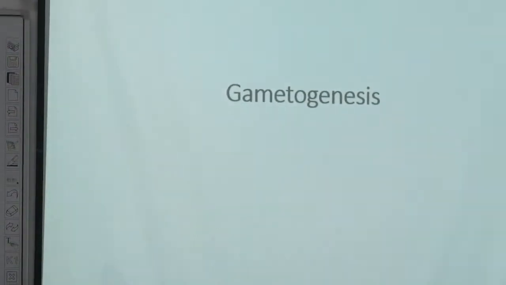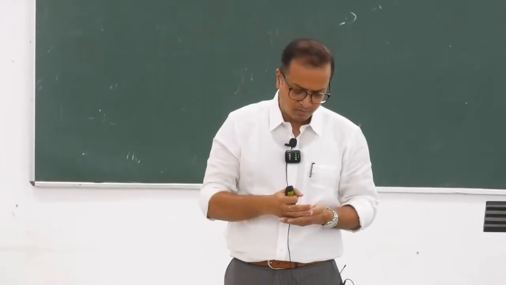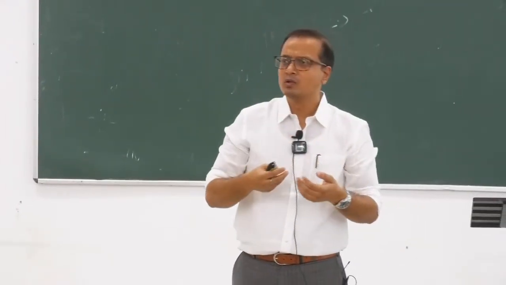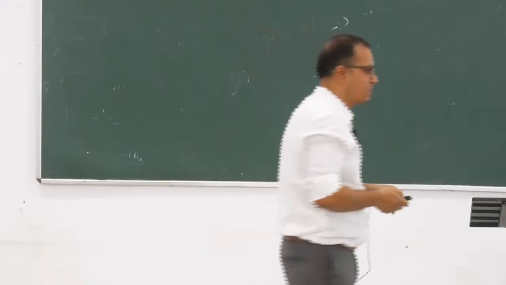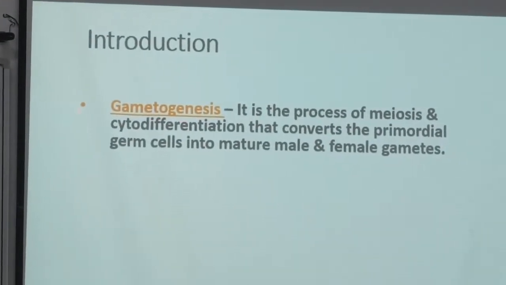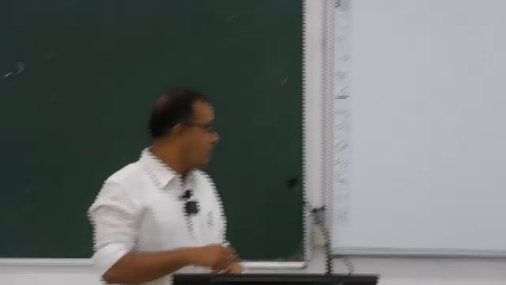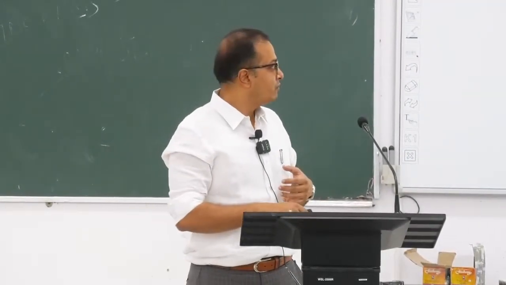Now, to the old story about gametogenesis. We learned about gametogenesis in 10 plus 2 or even before. It is nothing but the formation of the male gamete and the female gamete in these individuals at their respective ages. It involves cellular processes, mitosis and meiosis, which is a reduction division, taking place along with cytodifferentiation to give rise to mature male and female gametes, which develop from a cell.